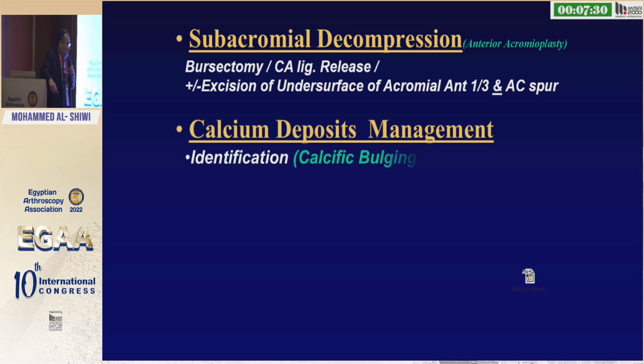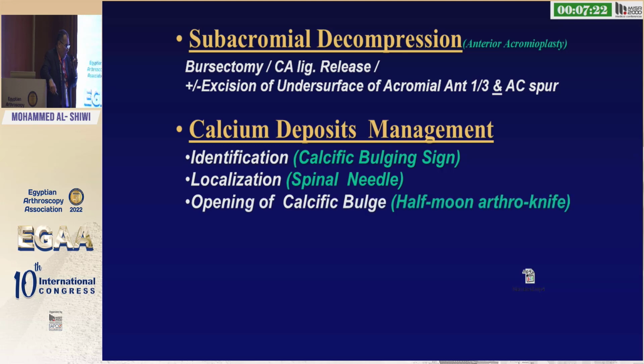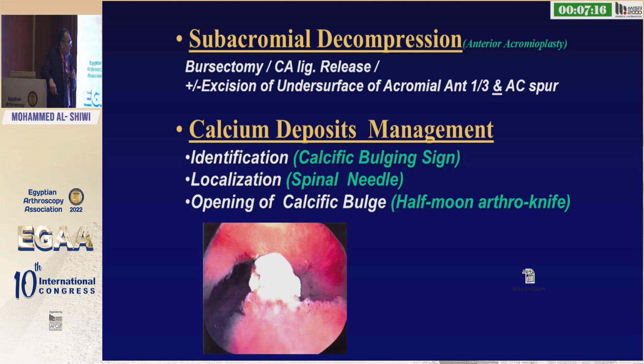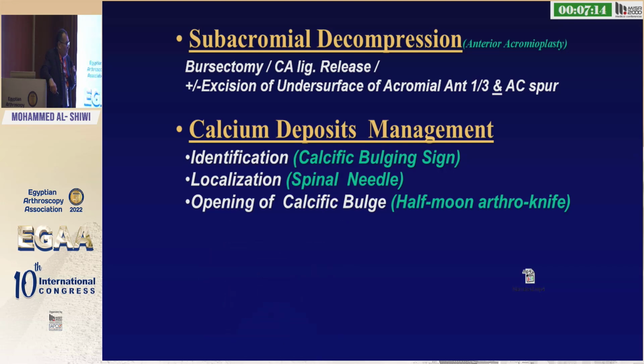Calcium deposits. First, you have to identify it, what's known as the calcific bulging sign, and then localize it using a spinal needle. Then open the calcific bulge using a half-moon arthrotomy knife. You will see the calcium chalk coming out.